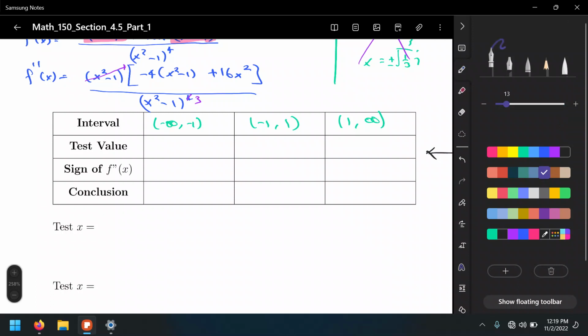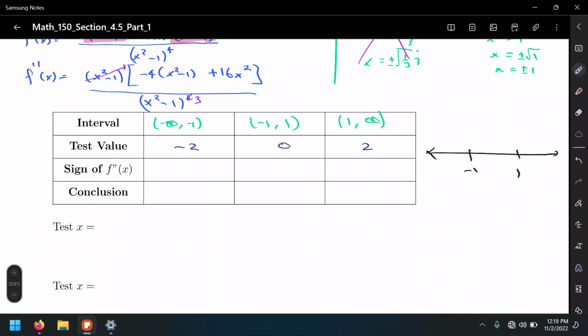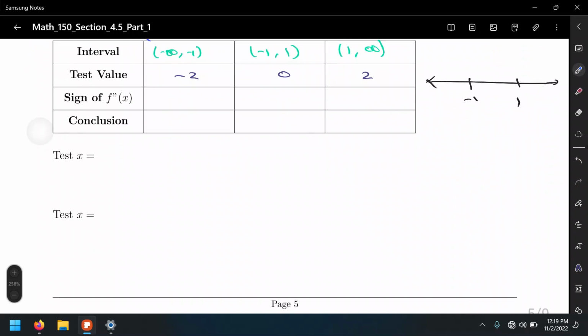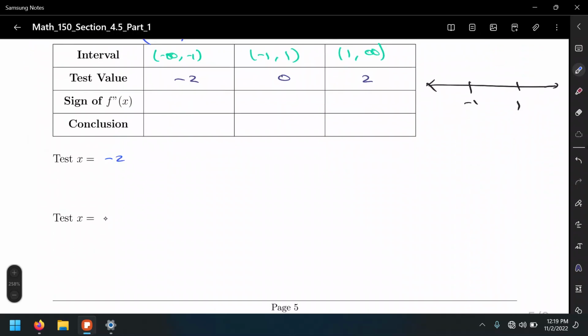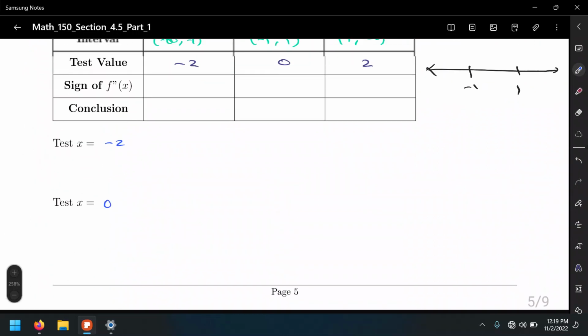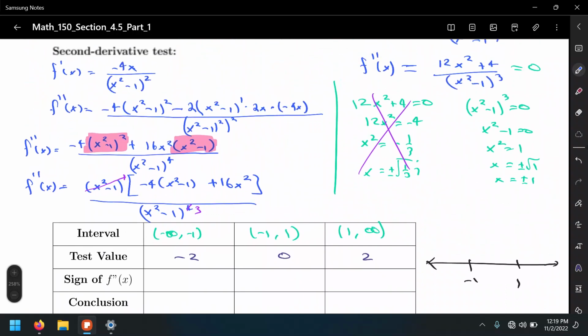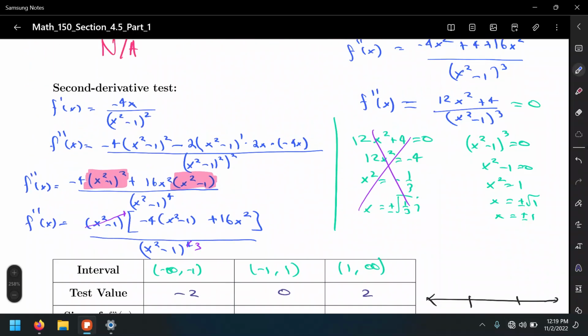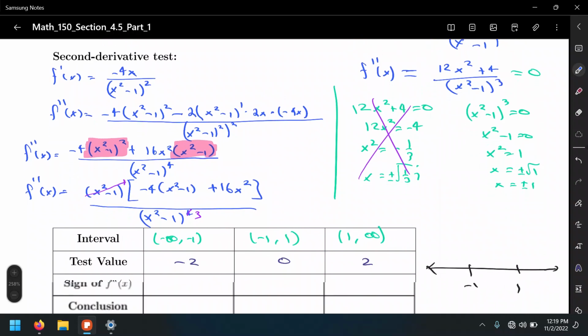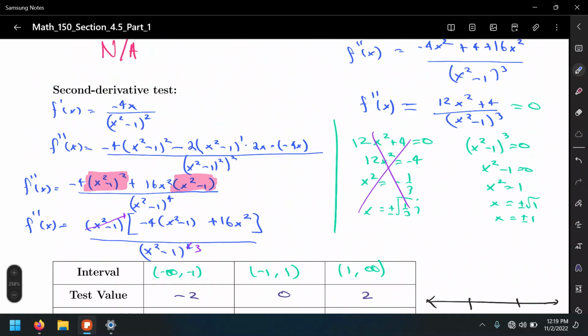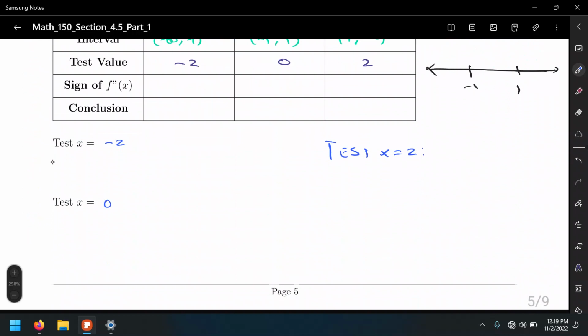Well, let's get some test values. How about negative 2, 0, and 2? Let's go with the easiest values. So test x equals negative 2, x equals 0, and I need a third test. Test x equals 2. Alright, to test x equals negative 2 and x equals 0, we test them in the second derivative, which is this madness here. So let me write it down again. That's f double prime of negative 2.